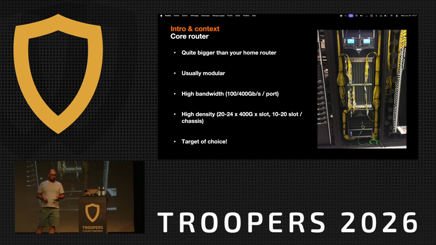When we are talking about routers, what are core routers? You can imagine that they are quite different from your home router. This picture is a bit of an old piece of kit, but the form factor is quite the same today. We can have ports from 100, 400, now 800 gigs per port, around 20 to 24 ports per line card. Here you can see we have 20 line cards per router. With 20 line cards per router, you can imagine that's a lot of bandwidth. So it's a target of choice because it's sitting at the heart of the network of the ISP.